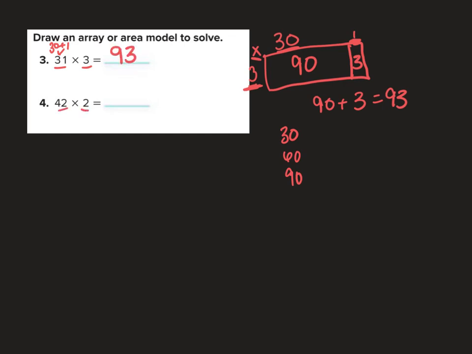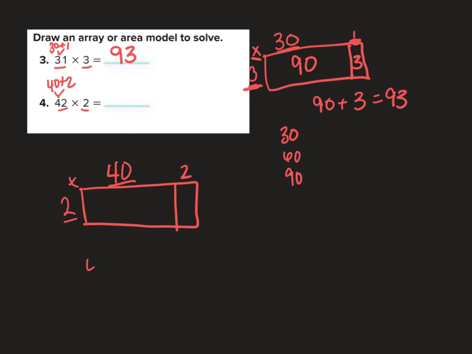Here, 42 times 2. Break it into 40 plus 2. 2 times 40, 40, then we'd go to 80. So 2 groups are 80. 2 times 2 is 4. 80 plus 4 equals 84.